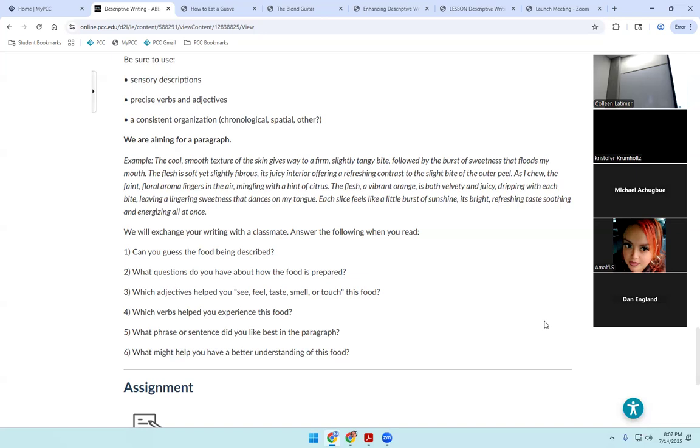How many sentences? Enough to describe it, like 4 or 5. If you're such an excellent descriptor, it could be shorter, but maybe you need more. It depends.